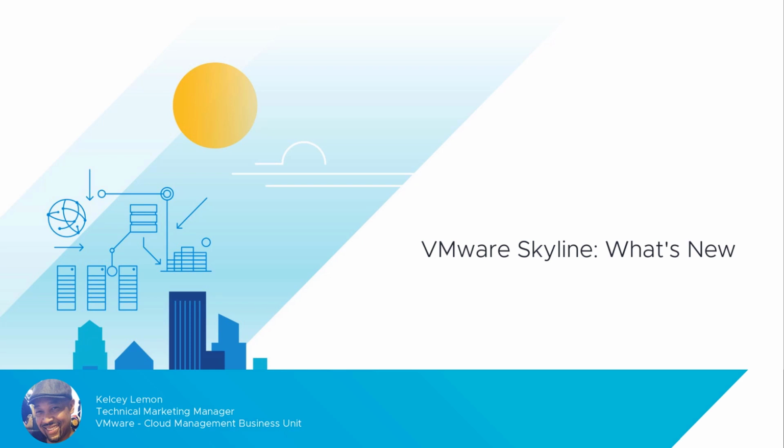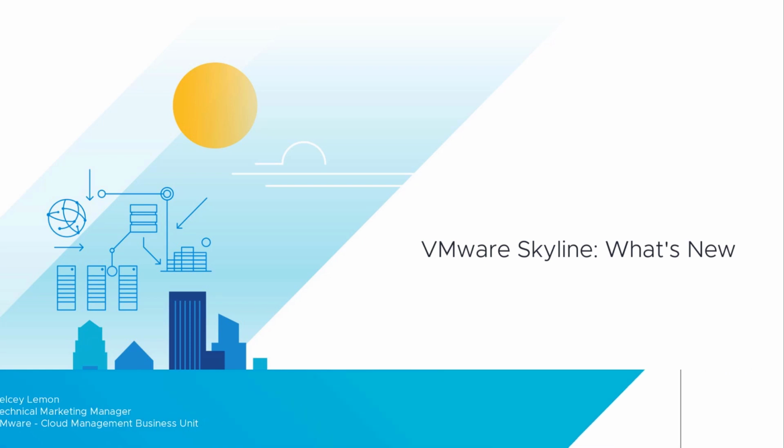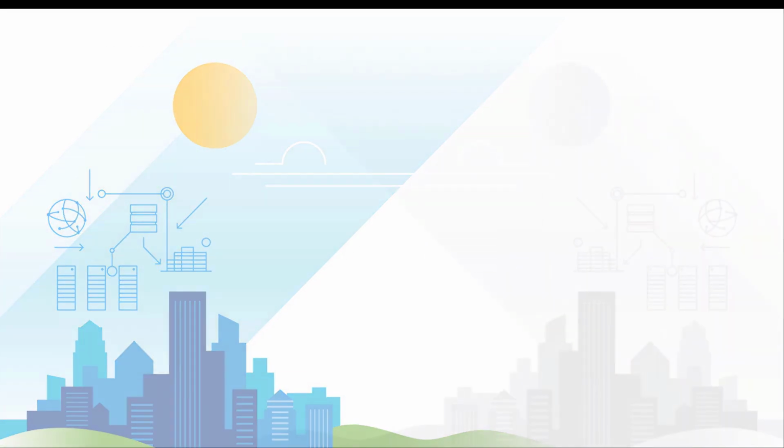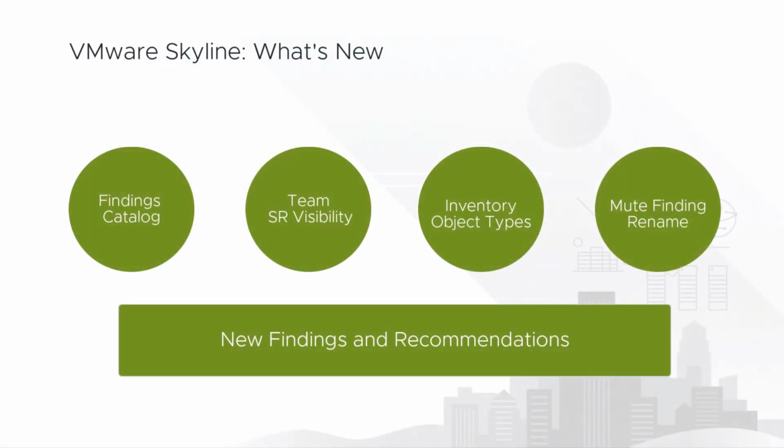Excited to share the latest updates to the Skyline service that I'm sure you'll find valuable in your day-to-day work of keeping the environments that you manage out of harm's way. So at a high level, this release gives you the ability to compare your findings and recommendations against Skyline's entire findings catalog. You can view support requests raised by team members. You can access more detailed inventory lists, and you can hide unwanted findings and recommendations. And of course, there are new findings and recommendations that help make your environments less vulnerable to harm. So with that, let's jump right in and see these updates in action.